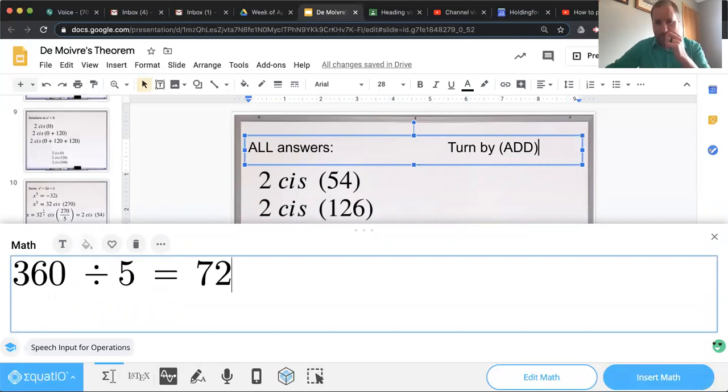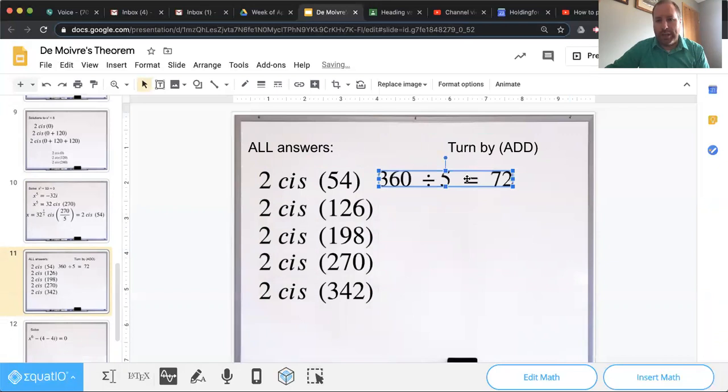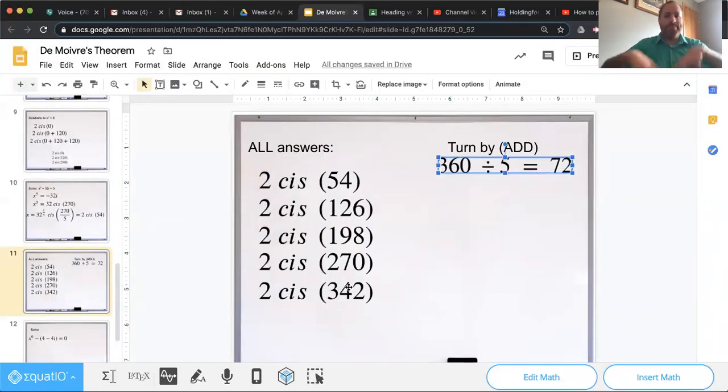We're going to turn by 72 degrees each time, right? In other words, we're going to add 72 to the angle 5 times, or actually, well, just 4, because by the 5th time, it'll circle back to the first one. And that's how you get all those answers. And we're just going to leave those in trig form.